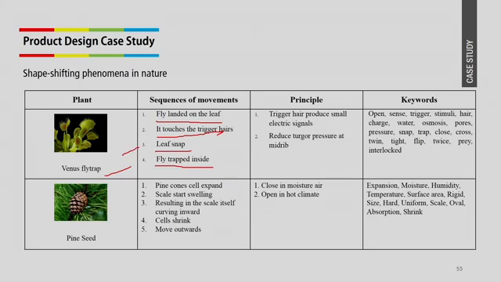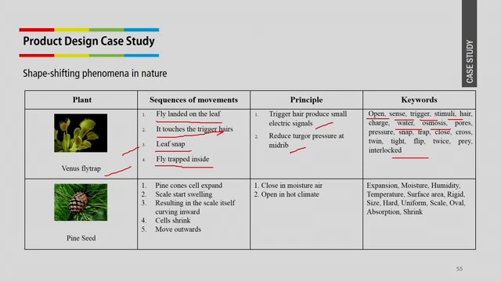What is the principle? The trigger hair produces small electric signals and reduces turgor pressure at the midrib. These are the scientific principles behind this. So, you also analyze how this kind of scientific principle can be achieved in the real world. We also noted down different keywords like open, sense, trigger, stimuli, hair, change, water, osmosis and others.